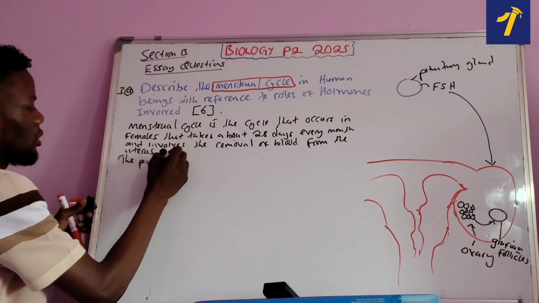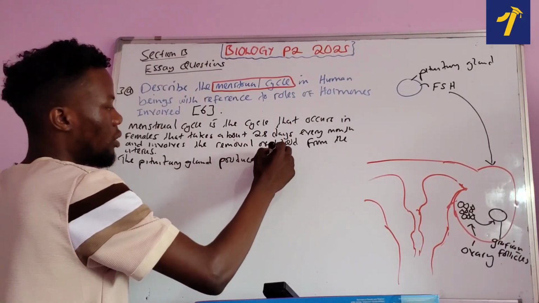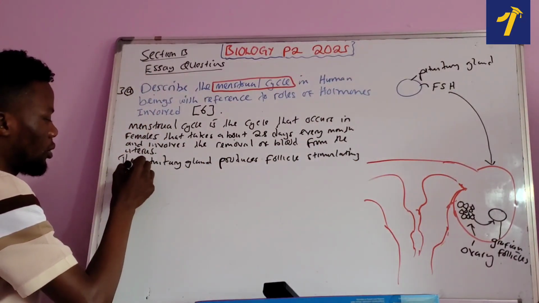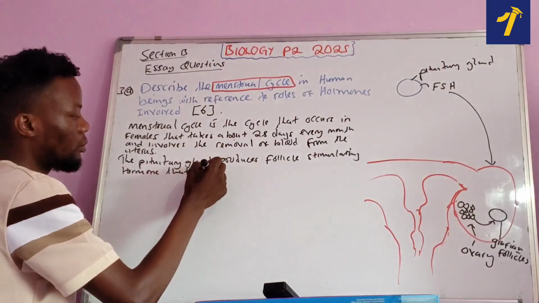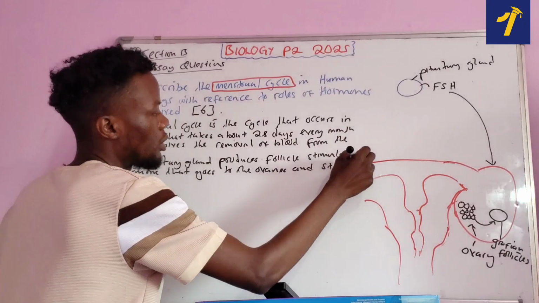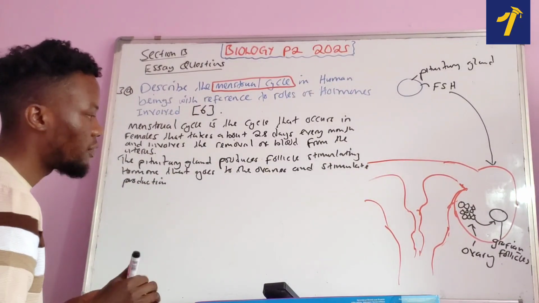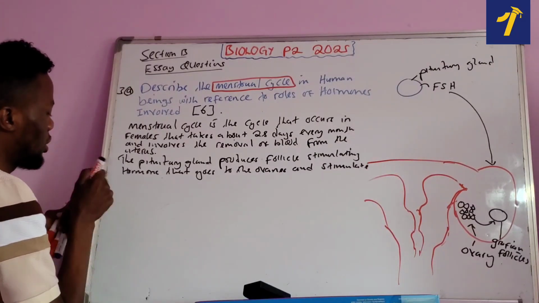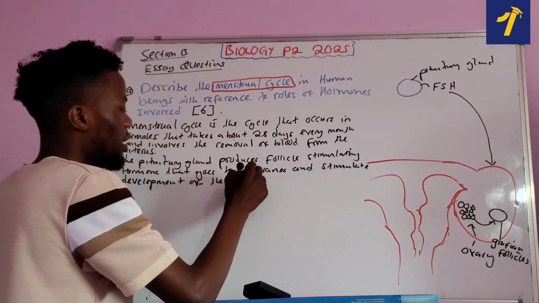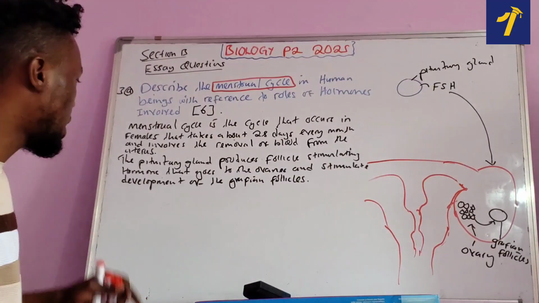The pituitary gland produces what? Follicle stimulating hormone. That does what? That goes to the ovaries and stimulates development of the Graafian follicles. So this is now where we are. All right, so make sure that you pay attention. So that's the first thing, the first step.